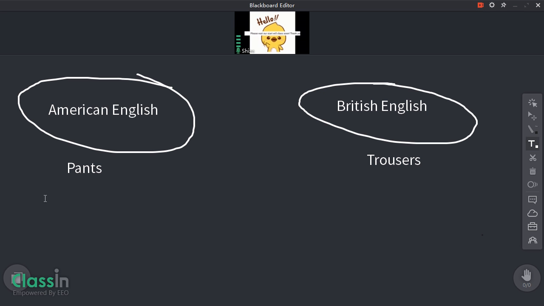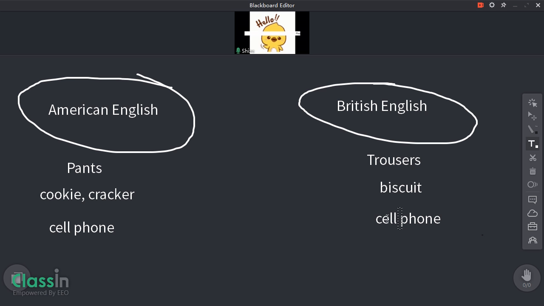For American English, they use cookie or cracker, while for British English, they use biscuit. Cell phone is used for American English, while mobile phone is used for British English. So these are some examples.